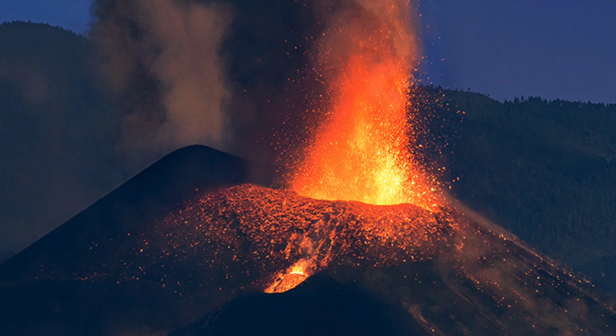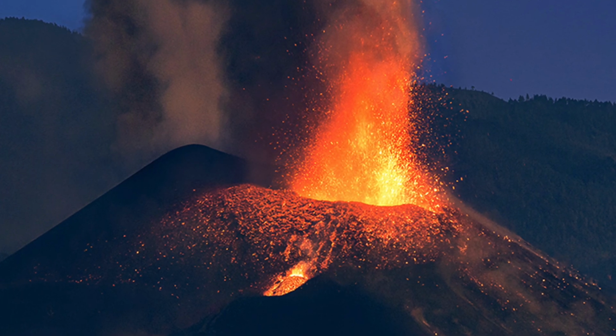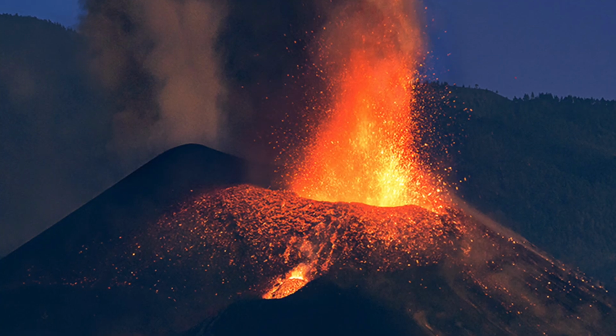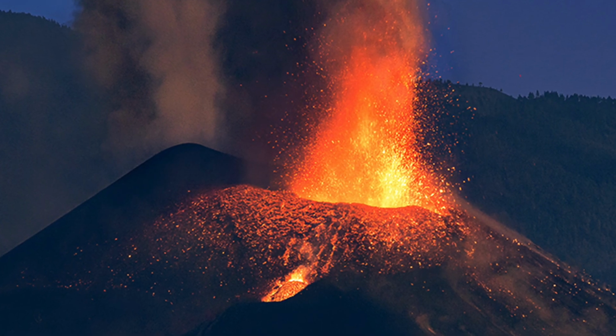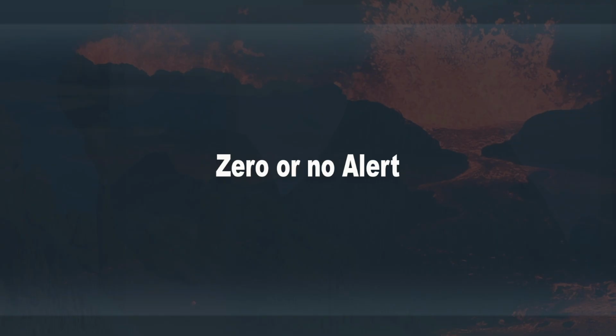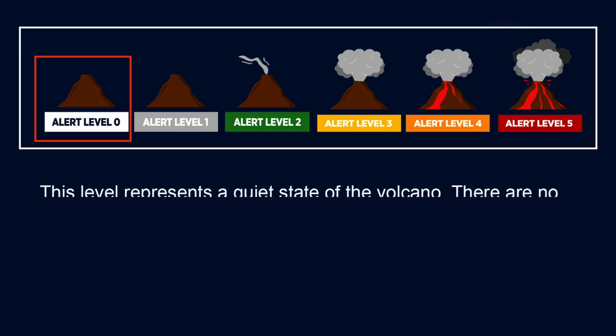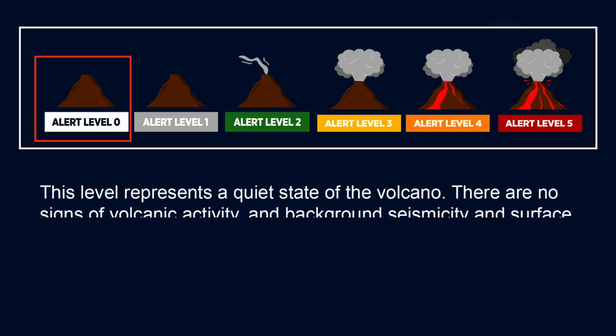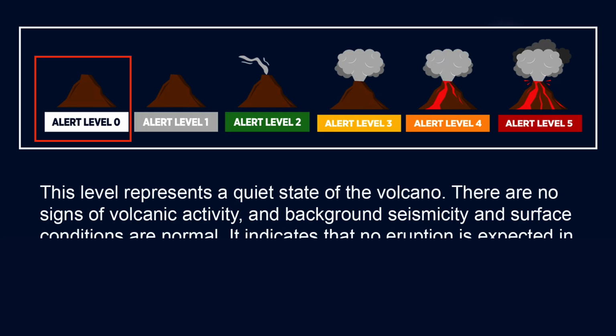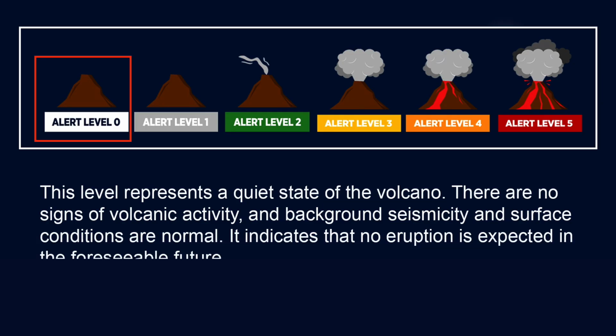Similarly, the volcano alert levels used for Pinatubo, that is Indonesia volcano, are as follows. Alert level 0, or no alert. This level represents a quiet state of the volcano. There are no signs of volcanic activity, and background seismicity and surface conditions are normal. It indicates that no eruption is expected in the foreseeable future.